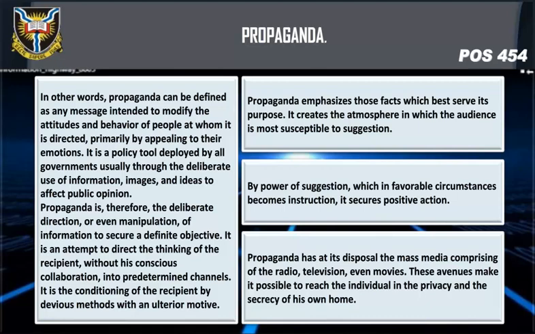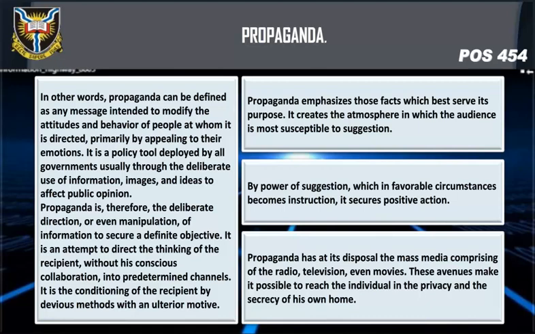It is a policy tool deployed by all governments, usually through deliberate use of information, images, and ideas to affect public opinion. Propaganda is therefore the deliberate direction or even manipulation of information to secure a definite objective. It is an attempt to direct the thinking of the recipient without his conscious collaboration into predetermined channels. It is a conditioning of the recipient by devious methods with an ulterior motive.